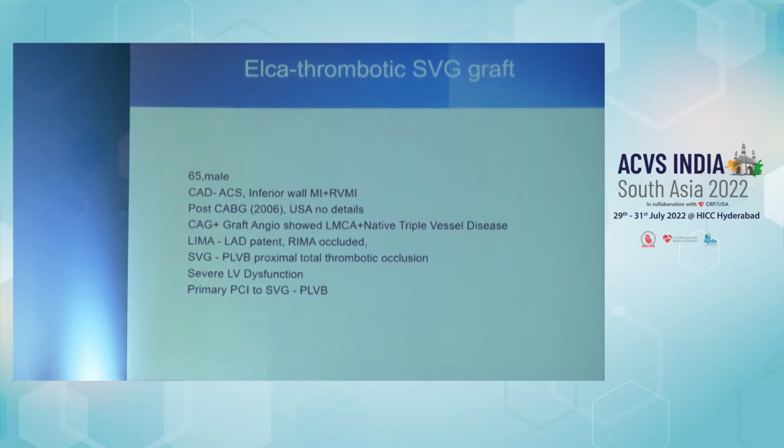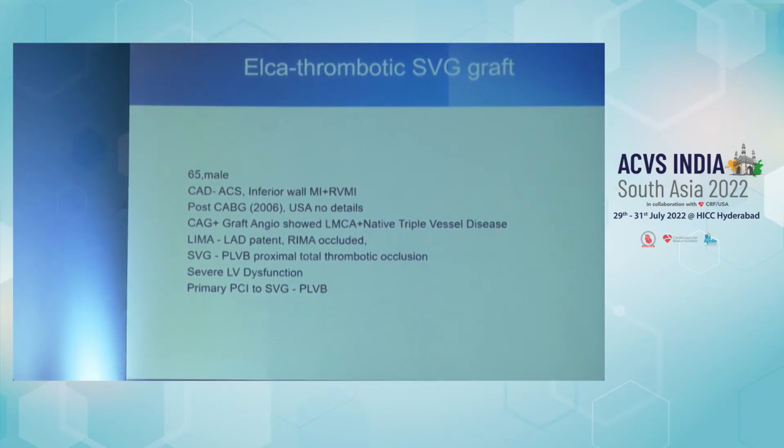This is a 65-year-old male with coronary disease, acute coronary syndrome, inferior wall MI with right ventricular MI, and a post-CABG patient in 2006 in the USA. We don't have any details. So we immediately took the patient for a CAG with graft angio, which showed left main coronary disease with native triple vessel disease. LIMA to LAD was patent, RIMA is occluded, SVG to PLVB had a proximal total thrombotic occlusion, and there was severe left ventricular dysfunction. So the plan was primary PCI to SVG to PLVB.